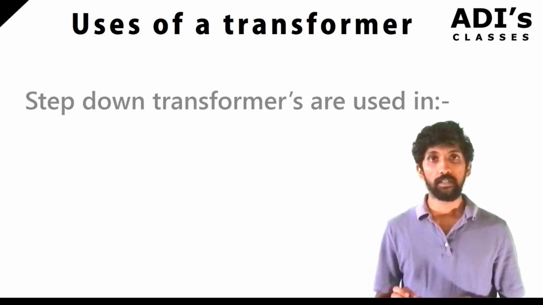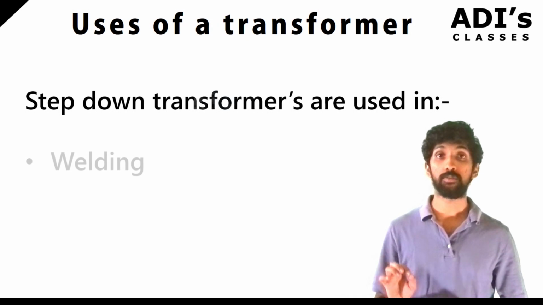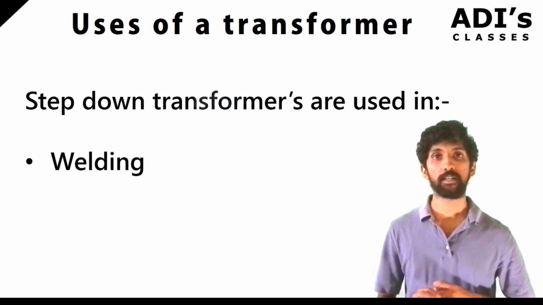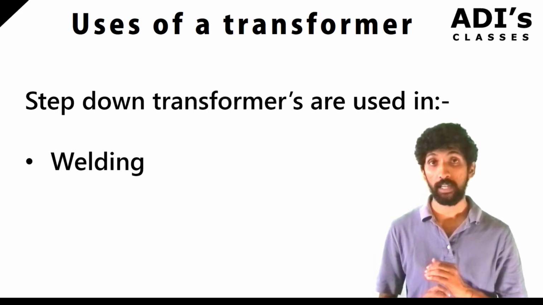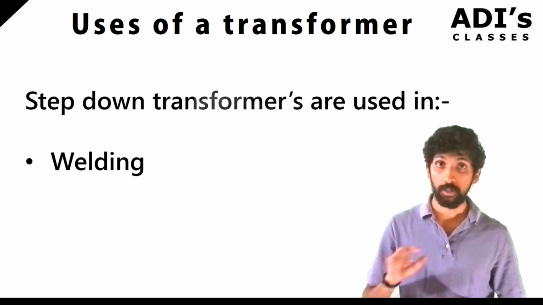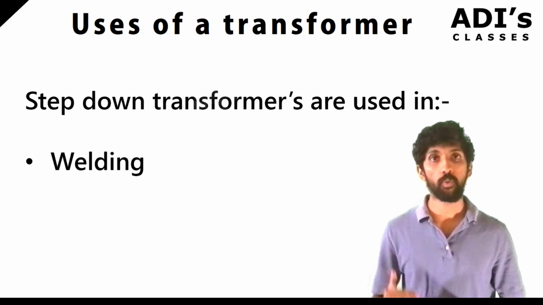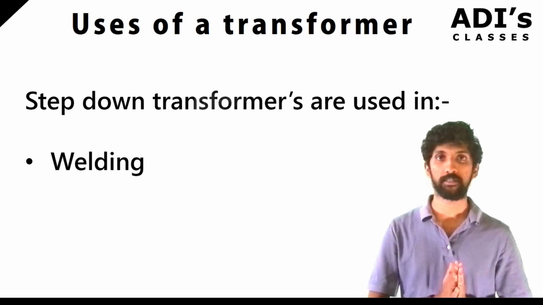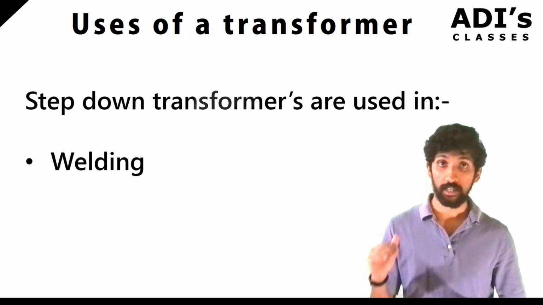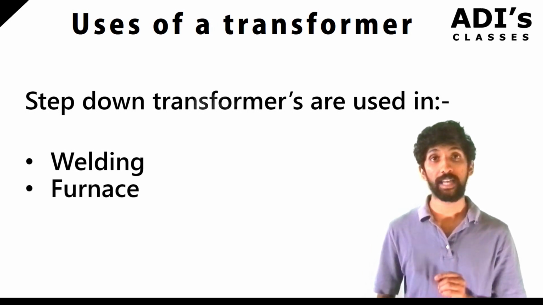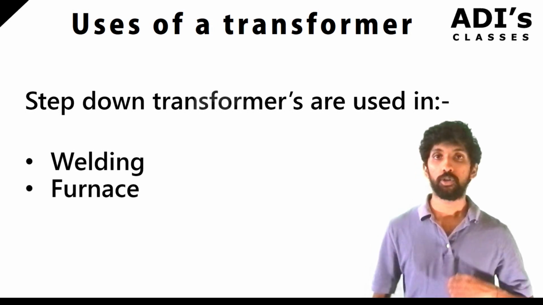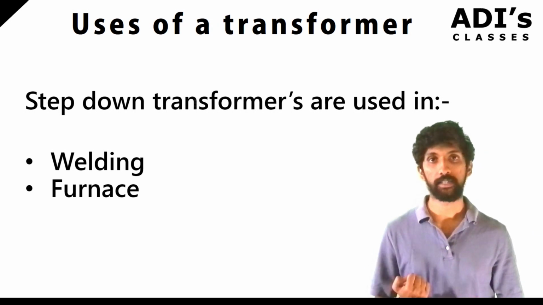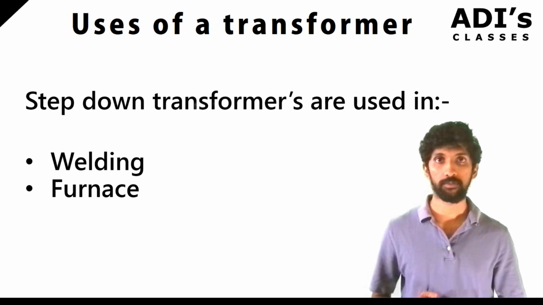The second is step-down transformers, which are used for electric welding, because we need to get a lot of current. Very high current is needed. Now a step-down transformer decreases the voltage and increases the current, right? So we use step-down transformers in such cases. A step-down transformer is also used in an electric furnace because they need huge current. With the huge current, the metal will melt. So this is again one of the uses.